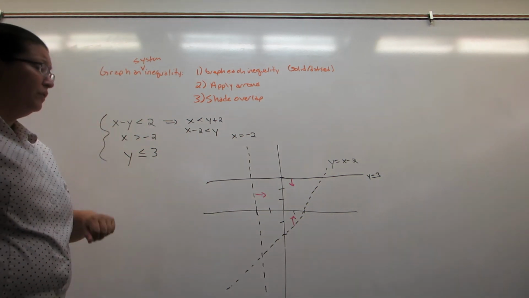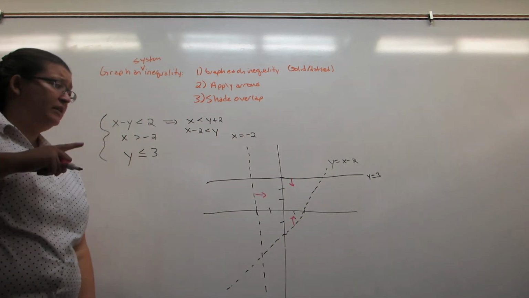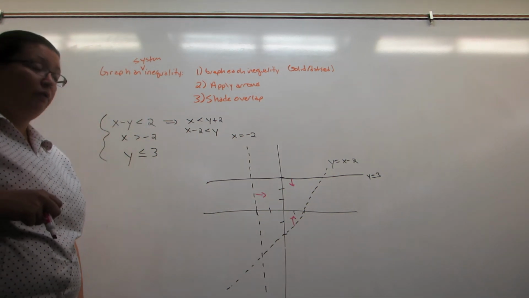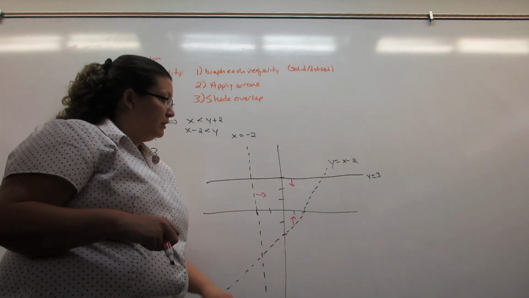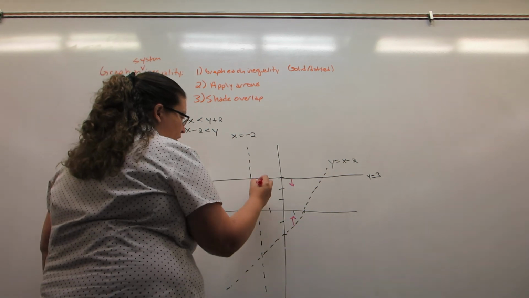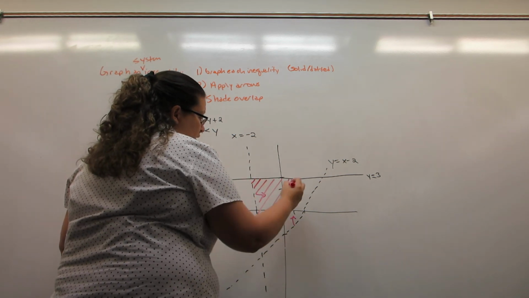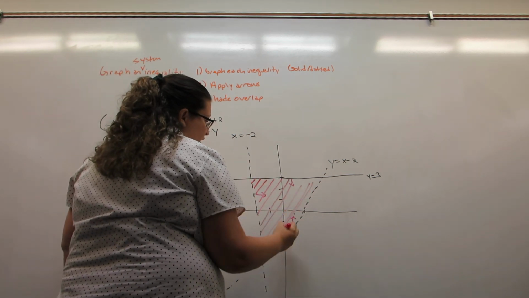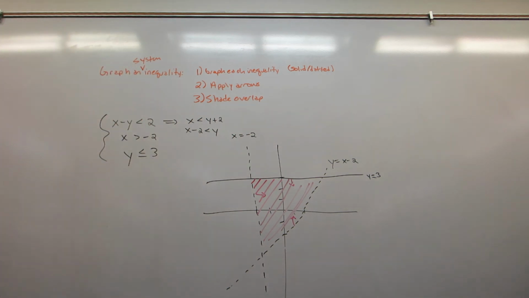Now, the thing I'm going to shade overall must satisfy all 3 of those little arrows. So it must be to the right of this line, below this one, and above this diagonal one. And that overlap is this little triangular region right here. And that is the solution to the system of inequalities.